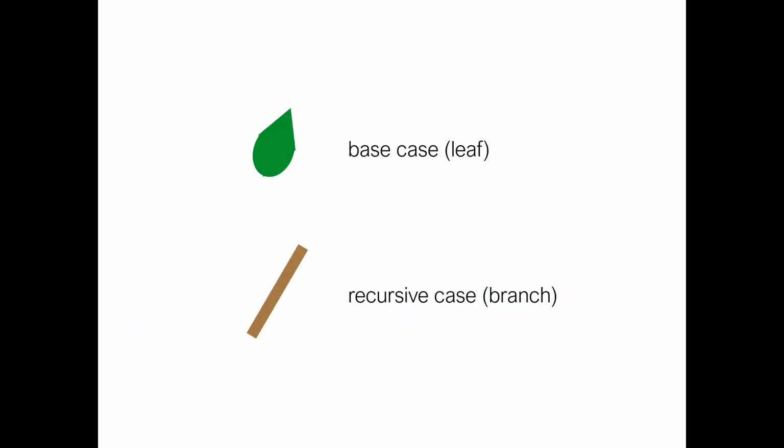Okay, so I've got 2 terms here. Every one of my recursive functions and recursive definitions will contain both of these. We'll have a base case, something that allows for termination, and we'll also have a recursive case. So in this example, the branch, that allows the next level of depth to be reached.